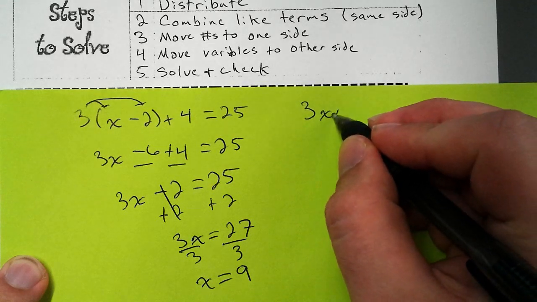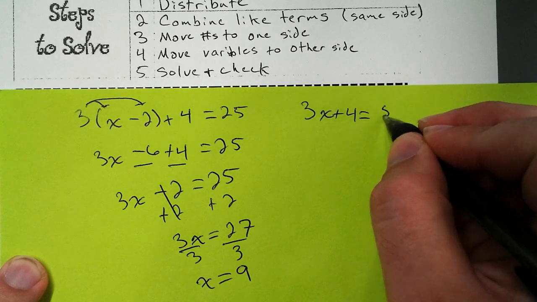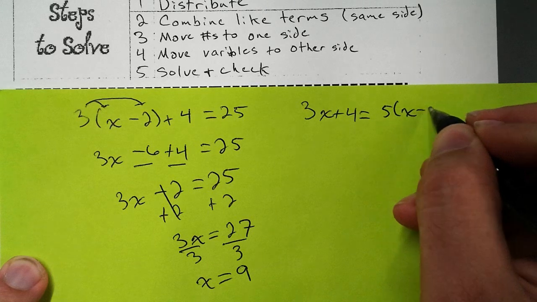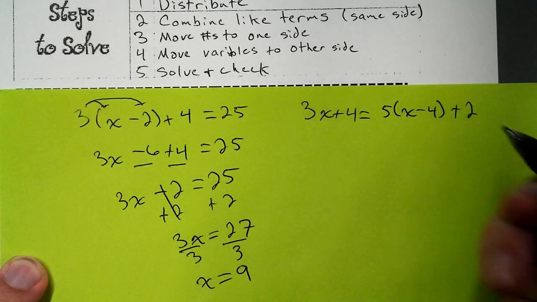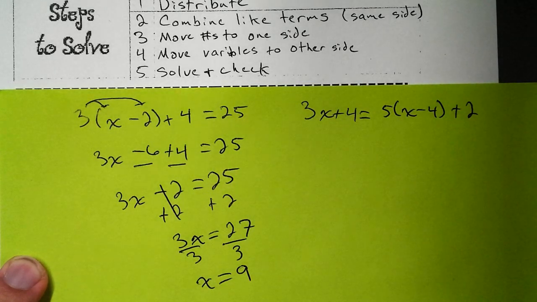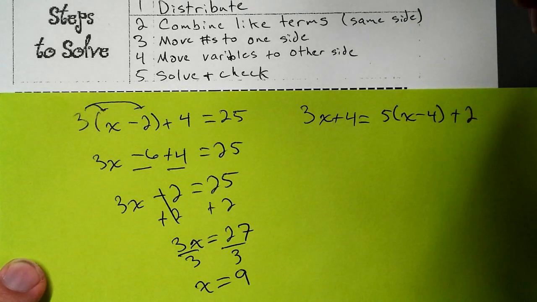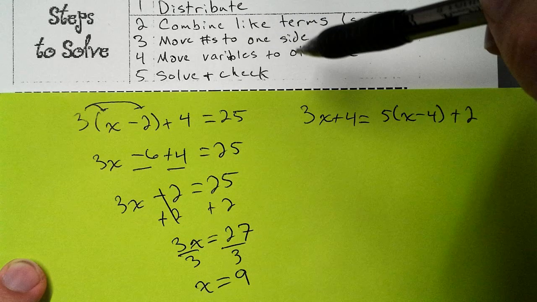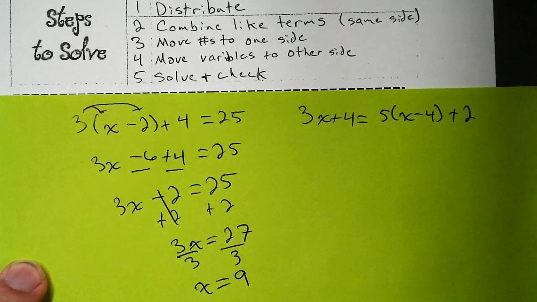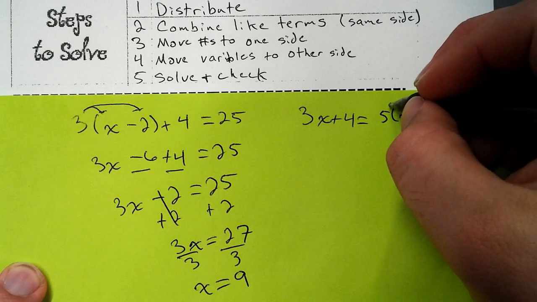3x plus 4 equals 5, parentheses, x minus 4, plus 2. Now from here, I'm going to go through these steps the same way. The only thing that's going to be different is we're going to have variables on both sides. We'll have numbers on both sides. All right. So first, we're going to distribute.